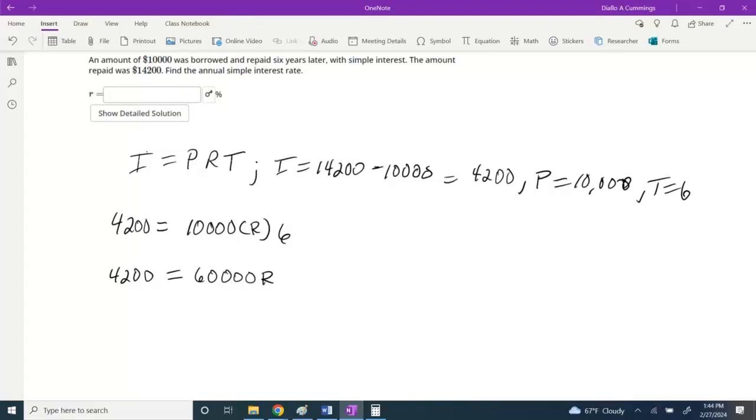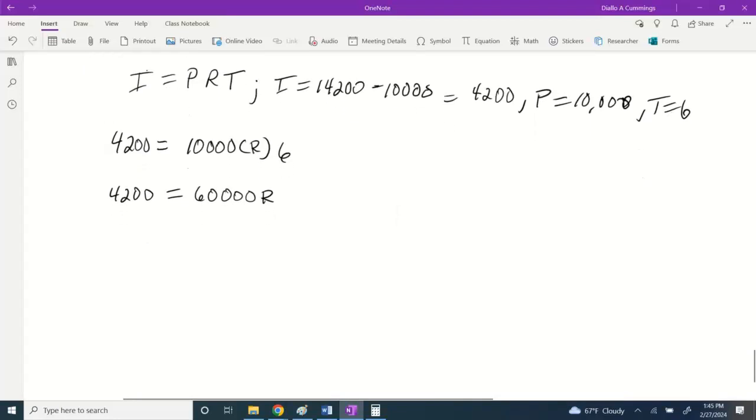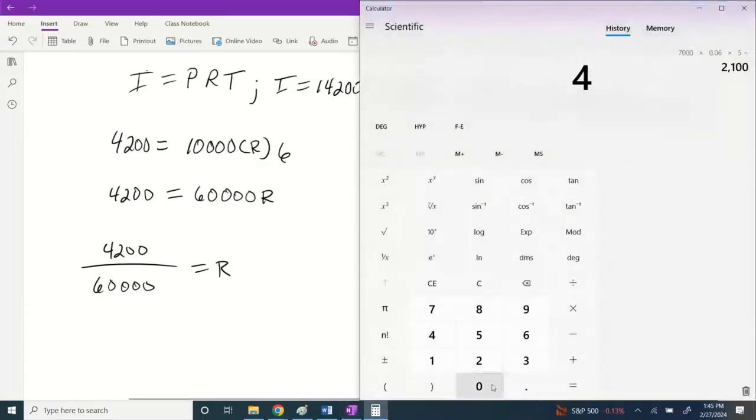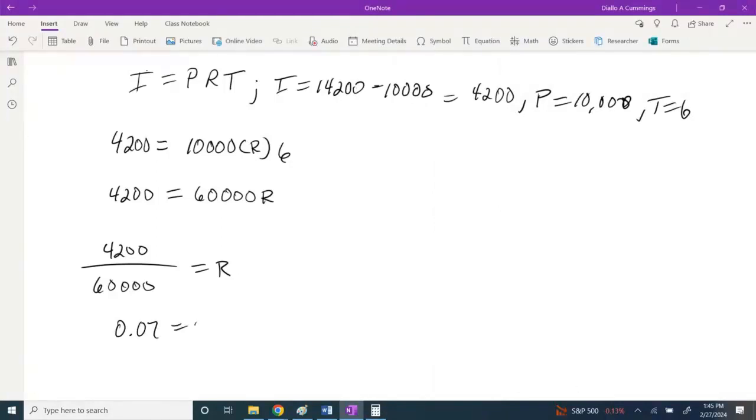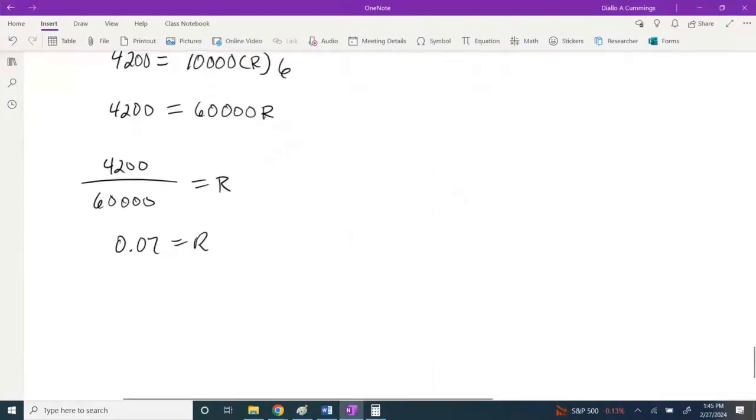I want to solve for R. So the opposite of multiplying R by 60,000 is to divide by 60,000. So 4,200 divided by 60,000 is equal to R. And if we divide that up, we get 0.07. And if we change 0.07 to a percent, we have a 7% interest rate.